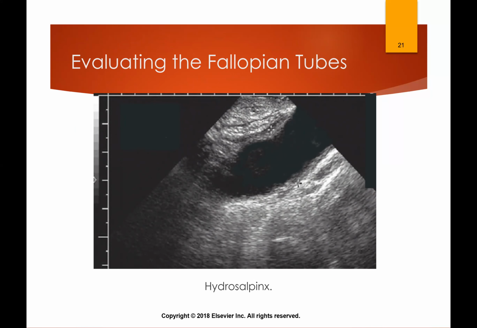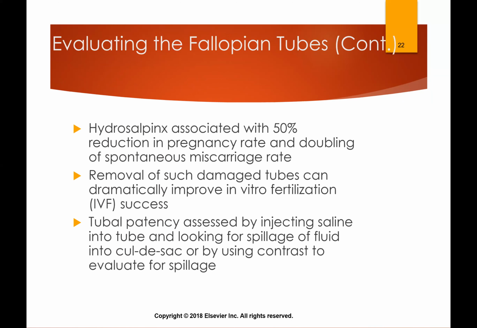So if you guys remember, we just talked about hydrosalpinx. So yes, a hydrosalpinx could also impede implantation because the little zygote can't travel when there's fluid all in the fallopian tube. Hydrosalpinx is associated with a 50% reduction in pregnancy rate, and a doubling of the spontaneous miscarriage rate. So removal of such damaged tubes can dramatically improve IVF success.